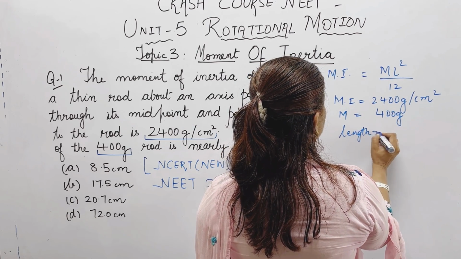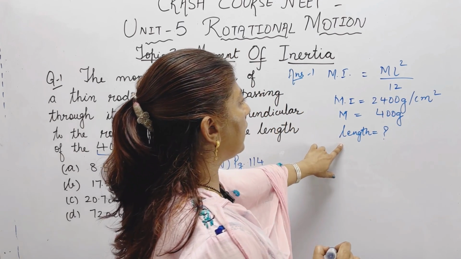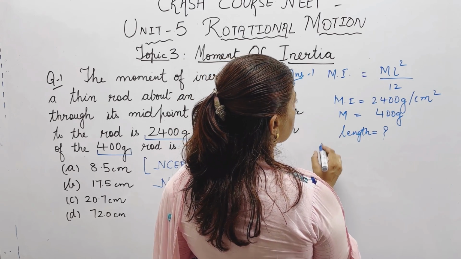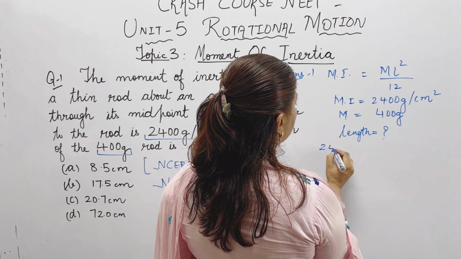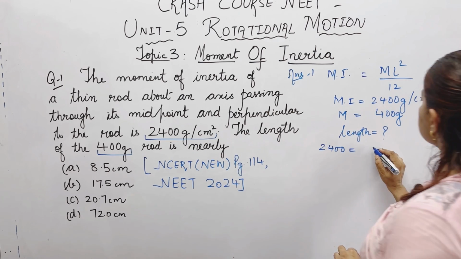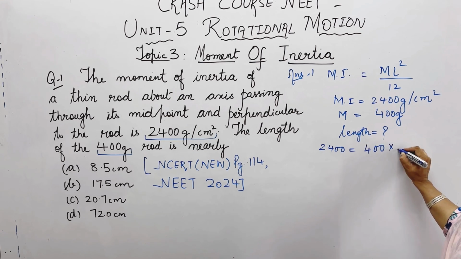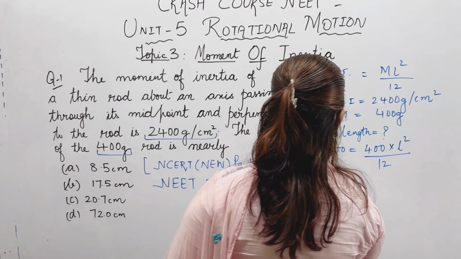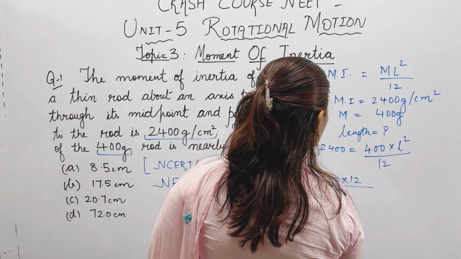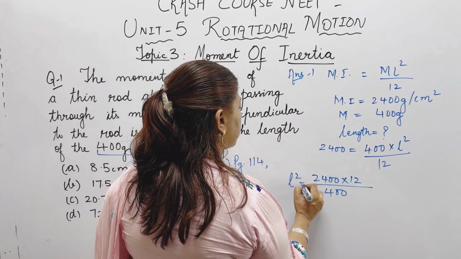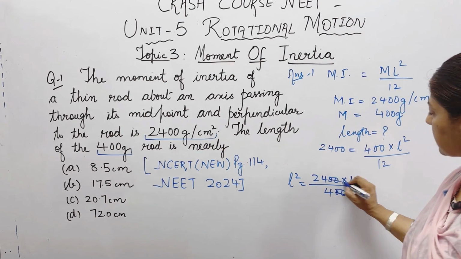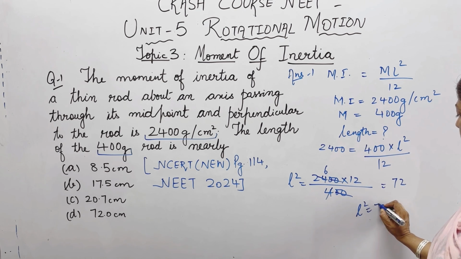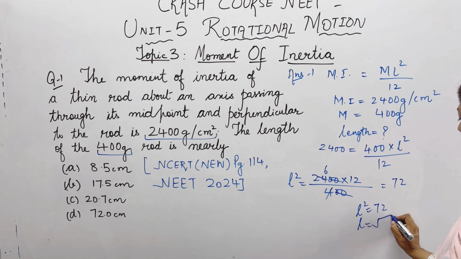Since it is given in the CGS system, the answer will come out in centimeters, and the options are also in centimeters, so there is no need to change the units. So we'll put the values: 2400 for moment of inertia, mass is 400, L we don't know, that is what we have to find out, and 12 is in the formula. So L square is equal to 2400 into 12 over 400. This cancels, the 6, and it is 72. L square is 72.